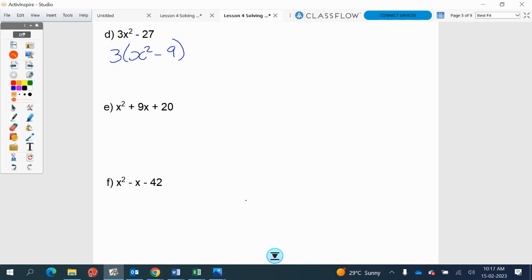Basically, what are the factors of minus 9 that add together to give 0x in the middle? Negative 3 and positive 3. So this is 3 bracket x plus 3, x minus 3. And that's where the middle term in the trinomial has disappeared to. It's called the conjugate rule, or the difference of two squares, and it's one of the special cases we looked at earlier in the course.